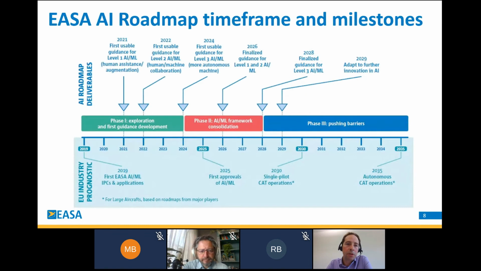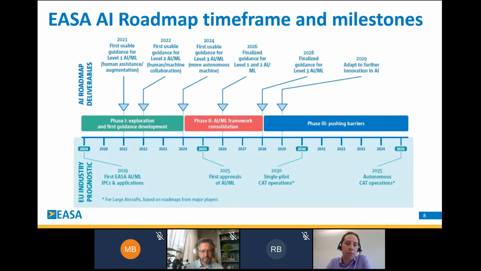We will ramp up slowly over the years with first usable guidance with 3 different levels of AI, which also reflects the discussion that Mark had before on the more collaborative way of dealing with machines. So the first level is human assistance and augmentation, where the human is fully in control and is assisted by the machine. And then we will ramp up to a level 2 with more human-machine collaboration. And that's where everything that Mark mentioned on his slides is really important to consider. And then in a level 3, we will go for more autonomous machines. And that guidance should be available.